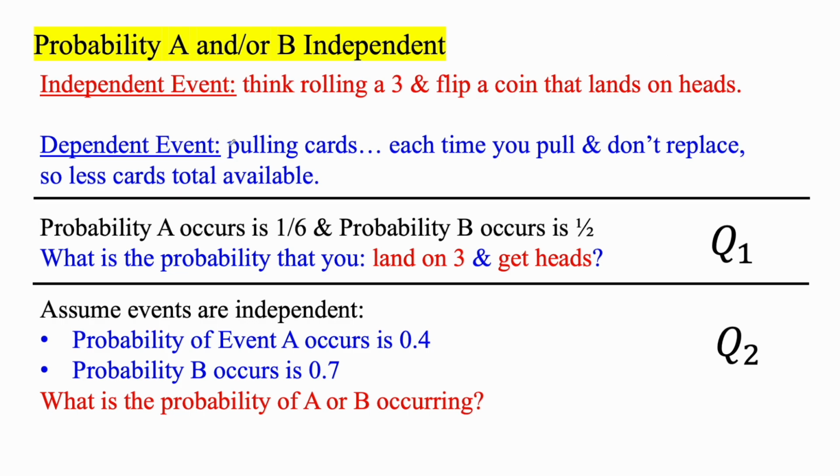A dependent event is like pulling cards. Each time you pull and you don't replace, there are fewer cards total available. For example, if you pull one card, the next time you pull, you won't have that card anymore because you don't replace. And so we're going to solve these two problems.